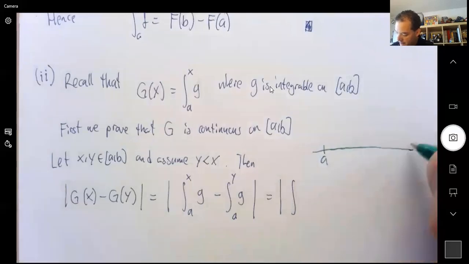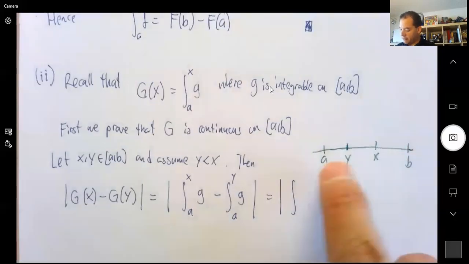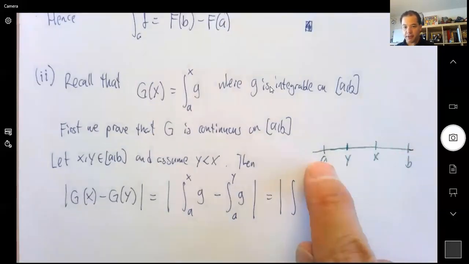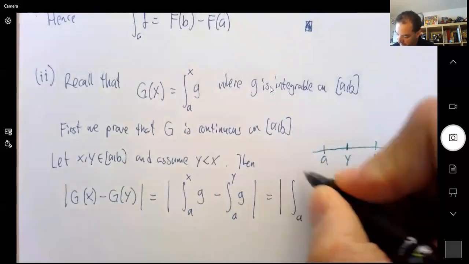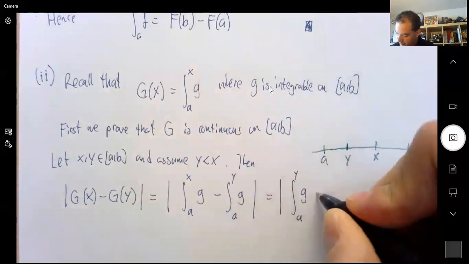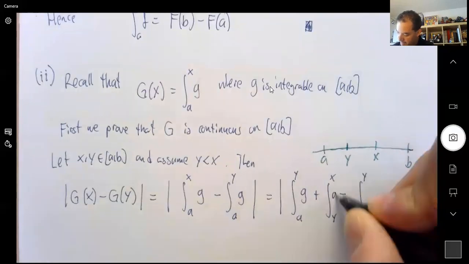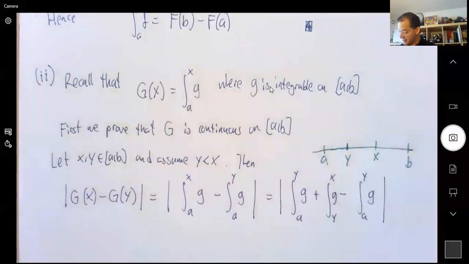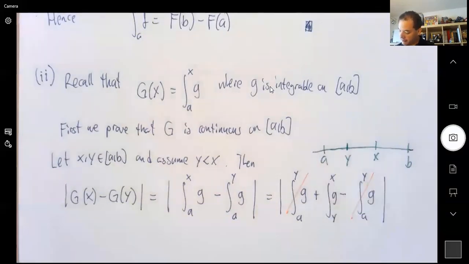And here's B, and we have Y and X. So the integral from A to X, I can separate as the integral from A to Y plus the integral from Y to X. So this will be the integral from A to Y plus the integral from Y to X minus the integral from A to Y. This obviously cancels. So all I'm left with is the absolute value of the integral from Y to X. Okay, so far so good.